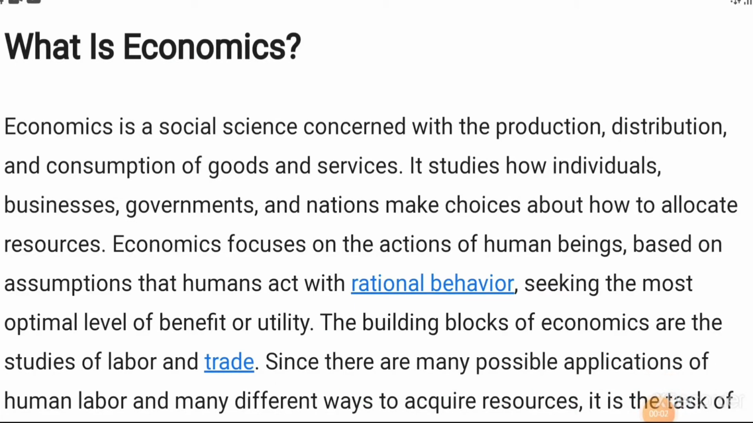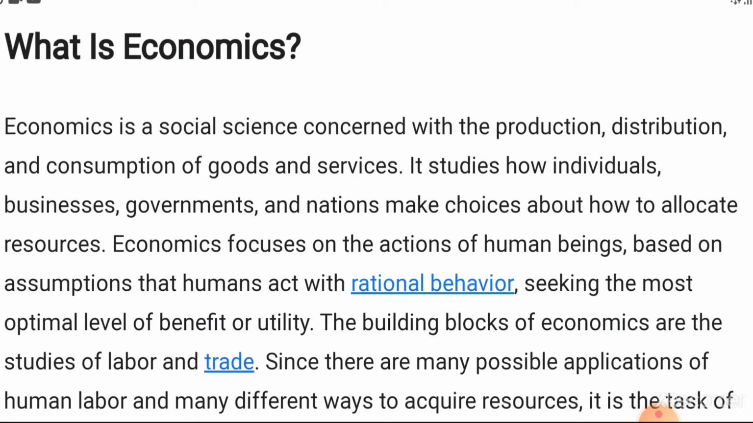Economics. Economics is a social science concerned with the production, distribution, and consumption of goods and services. It studies how individuals, businesses, governments, and nations make choices about how to allocate resources. Economics focuses on the action of human beings based on assumptions that humans act with rational behavior, seeking the most optimal level of benefit or utility.